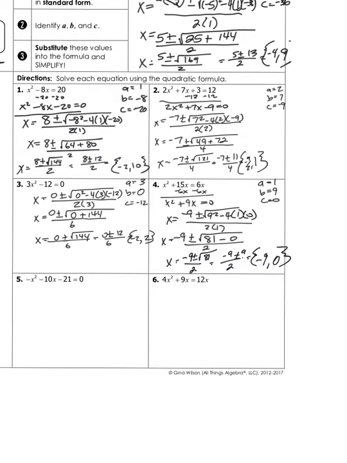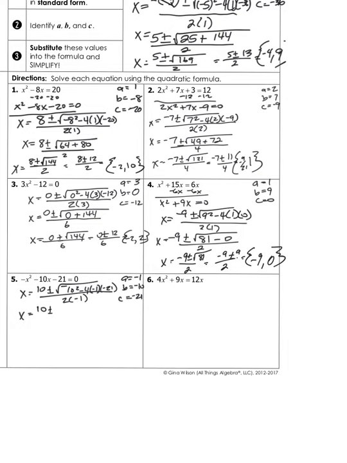Okay. Moving on. Number 5 is already in standard form. a is negative 1, b is negative 10, c is negative 21. Lots of negatives here. x equals negative b, so this is going to change to positive 10, plus or minus the square root of negative 10 squared minus 4 times negative 1 times negative 21, all over 2 times negative 1.